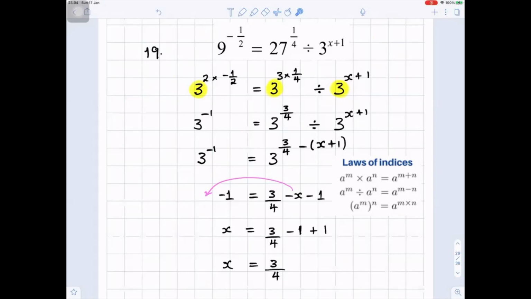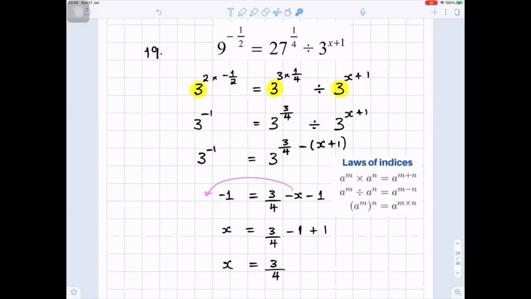So now we notice that the base is all 3, 3, 3. Now we can start working with the powers. So we do 2 times minus a half. 2 times minus a half, the 2 would cancel with that, so you get minus 1 left. 3 times 1 over 4 is 3 over 4. And the x plus 1 stays the same, x plus 1.